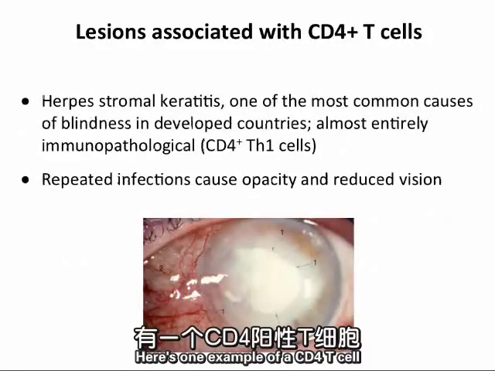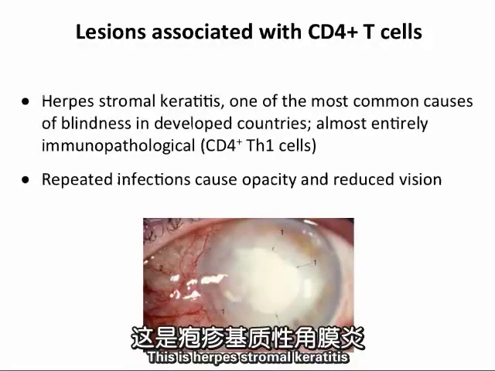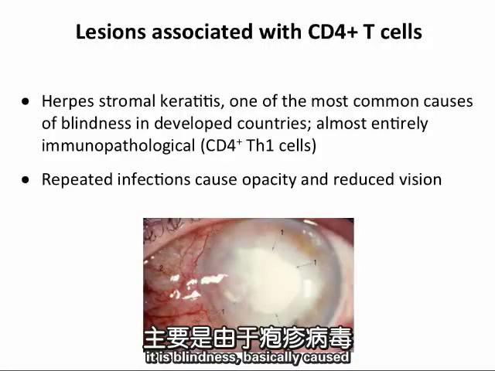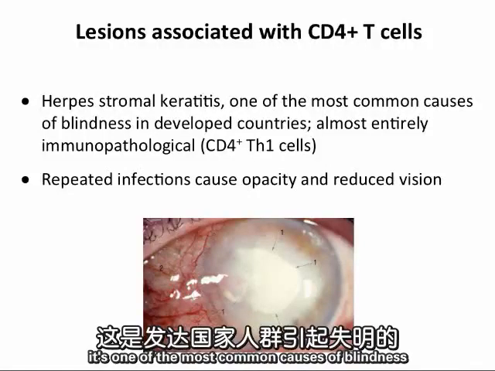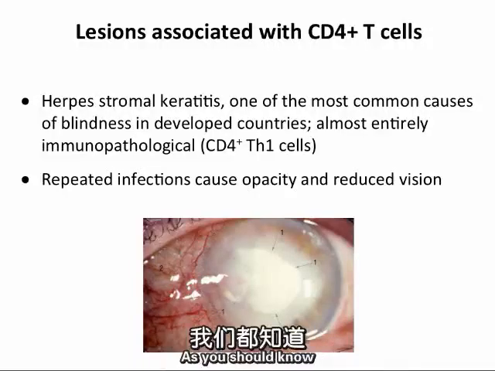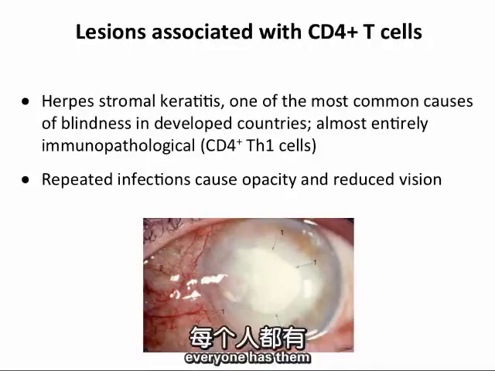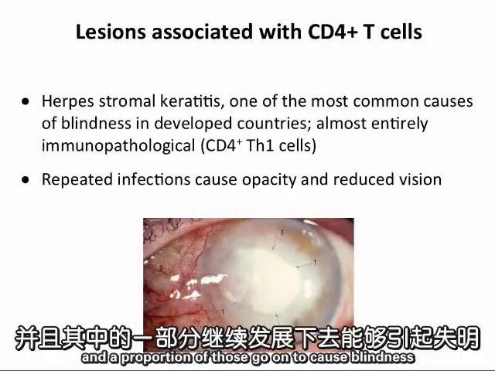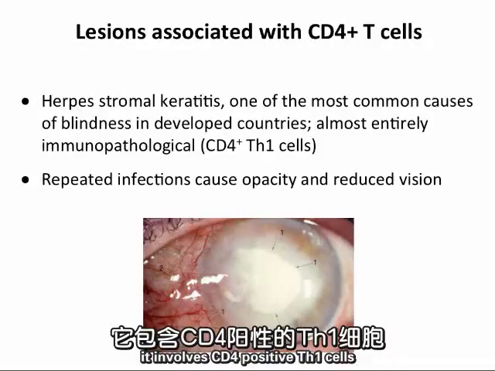Here's one example of a CD4 T cell associated immunopathology. This is herpes stromal keratitis. It is blindness basically caused by a herpes virus infection of the eye. It's one of the most common causes of blindness in developed countries. Because as you know, herpes infections are ubiquitous. Everyone has them, and a proportion of those go on to cause blindness. And this is entirely immunopathological. It involves CD4 positive Th1 cells.